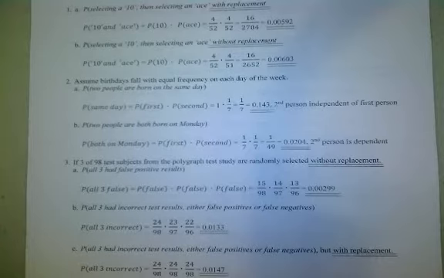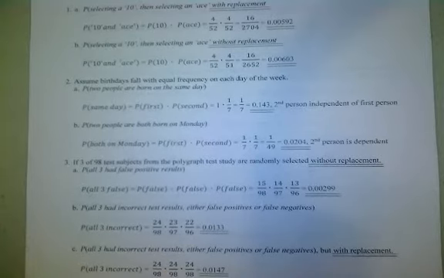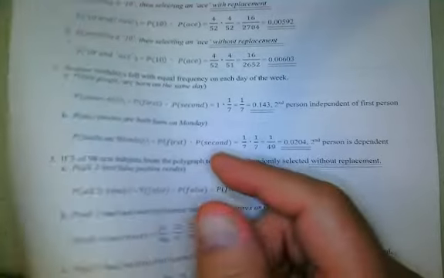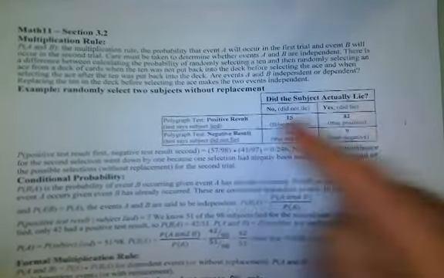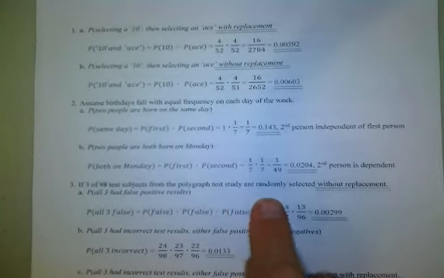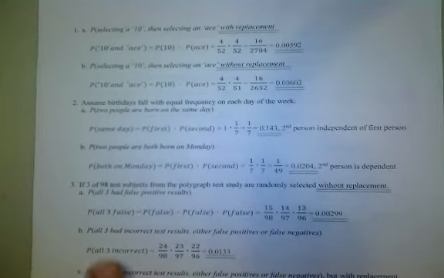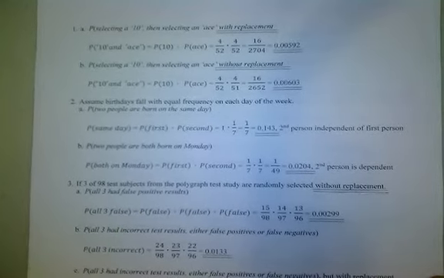Suppose we take 3 of 98 test subjects from the polygraph test. So that is the table that we had on the first page. This table has 98 total. We're going to take 3 of them, randomly selected without replacement. So the first question is, what's the probability that all 3 of them had positive results?